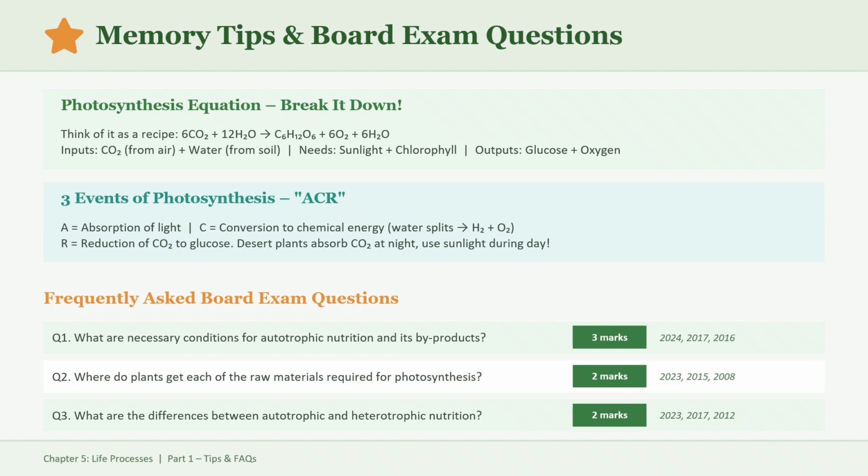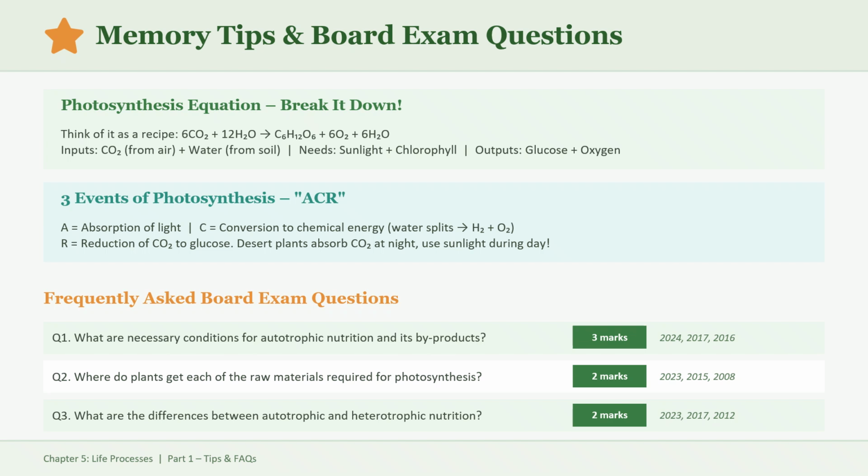So what are the differences between autotrophic and heterotrophic nutrition? This you studied in your lower classes. See, autotrophic nutrition and heterotrophic nutrition, I'll just compare them. In autotrophs, organisms make their own food. In heterotrophs, organisms depend on others for food. Autotrophs use carbon dioxide, water and sunlight. Heterotrophs use complex organic food in order to form energy.